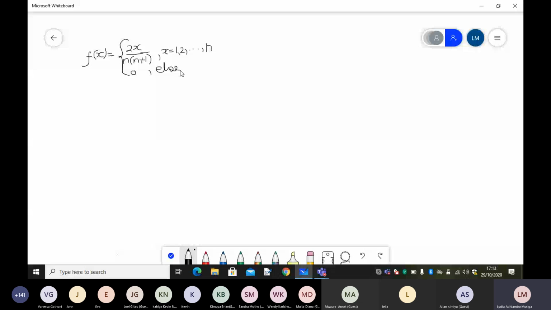What are the questions? The first one, show that f of x is a PMF. Secondly, we are expected to find the expectation of X. Okay, so the first part: show that f of X is a PMF.